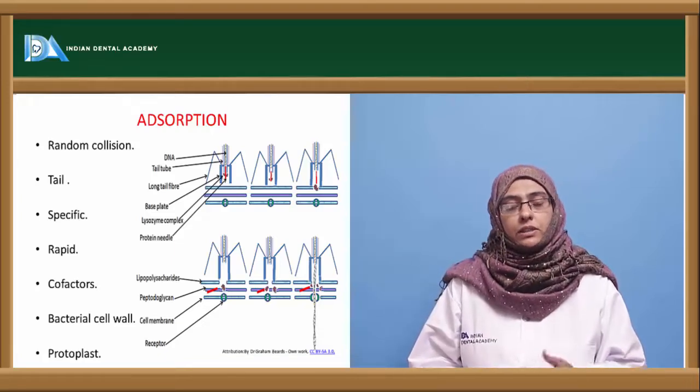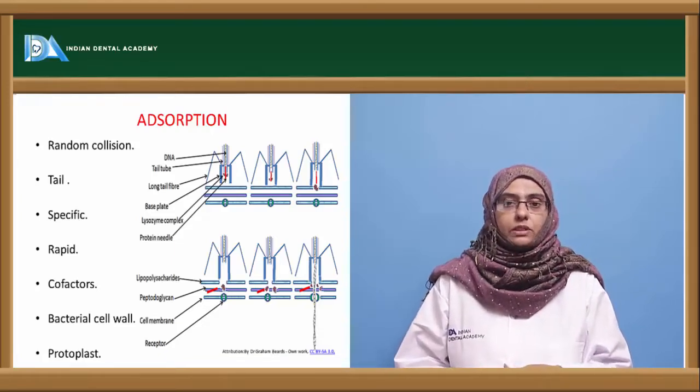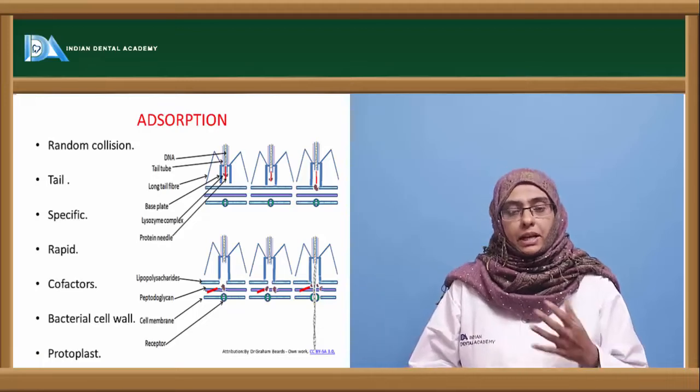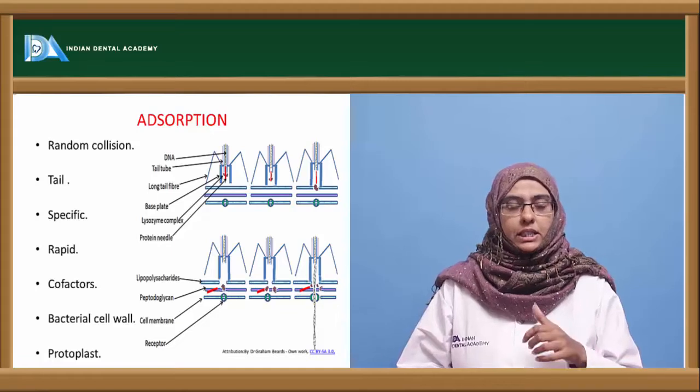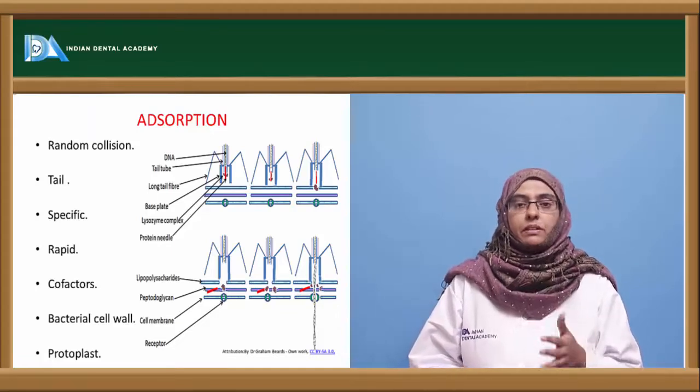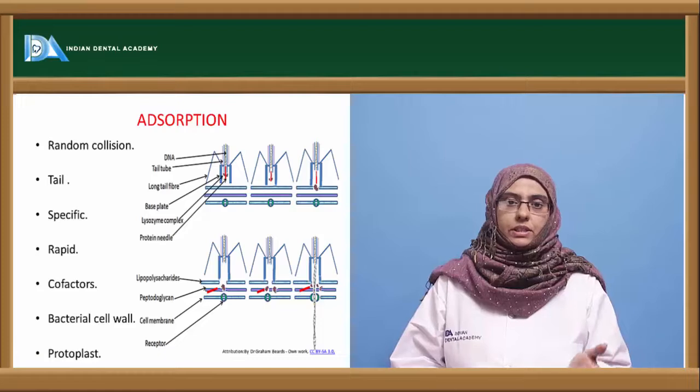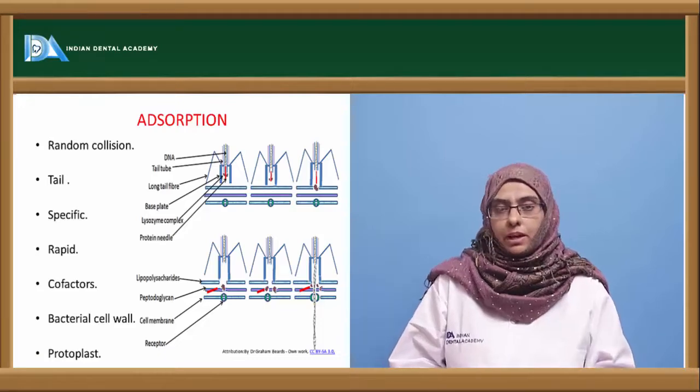Now in case of certain bacteria which do not have a cell wall, which are called protoplasts, or the bacteria which have lost the cell wall, the receptors are lost, and hence the protoplast cannot be infected with the bacteriophages, and hence they are immune towards the bacteriophages.